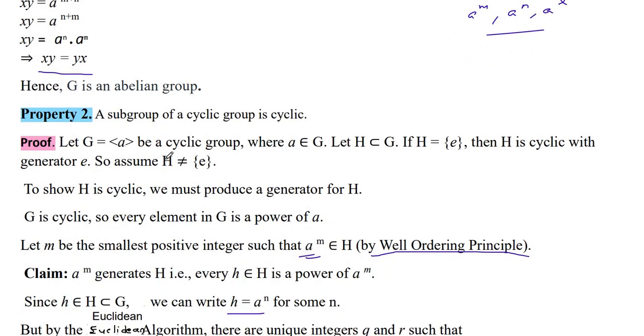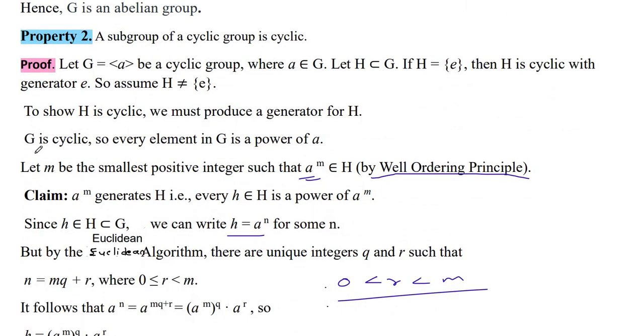Next we prove that a subgroup of a cyclic group is cyclic. So consider G to be the given cyclic group generated by a, and let H be a subgroup of G. Now if H is just the singleton {e}, then H is generated by e. So we shall assume that H is different from {e}. Now to show that H is cyclic, we must produce a generator for H. Since G is cyclic, every element in G is a power of a. Now let m be the smallest positive integer such that a^m belongs to H. This is possible by the well ordering principle.